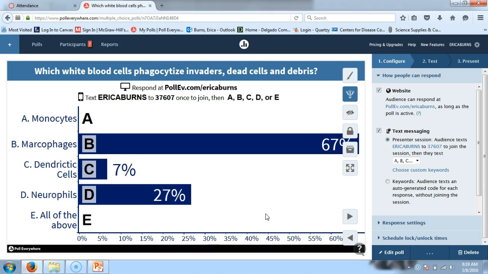They're all phagocytic. They all can do phagocytosis. Now, we really focused in on macrophages, which doesn't surprise me that that number went way up.